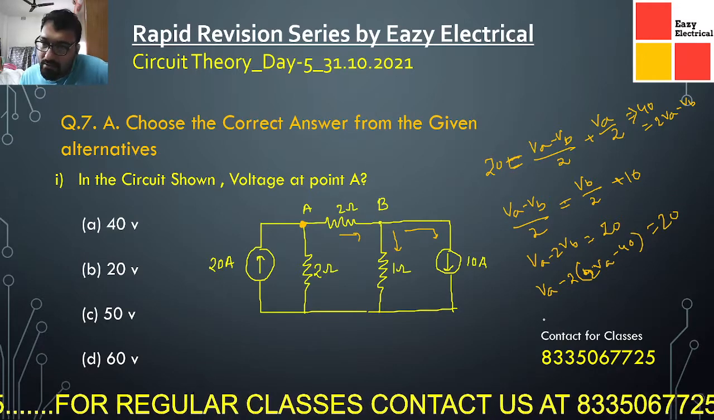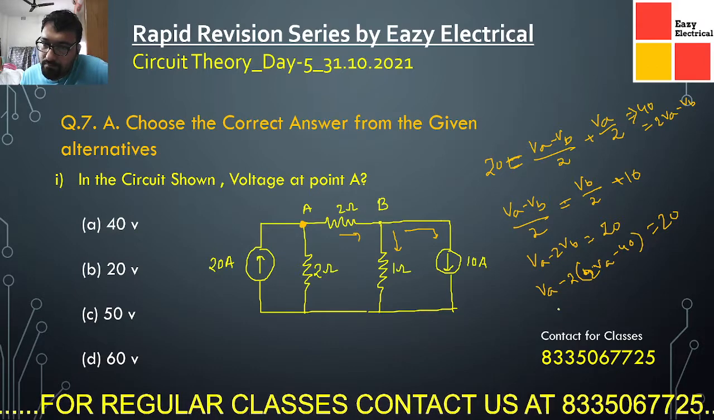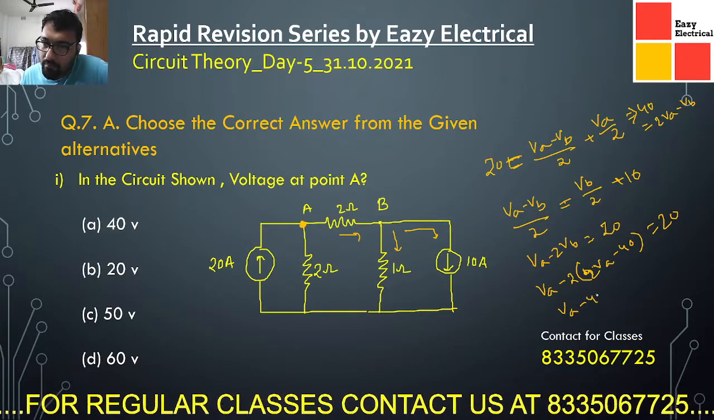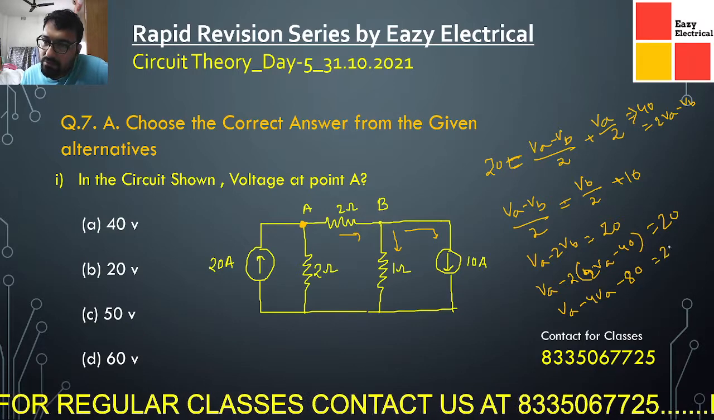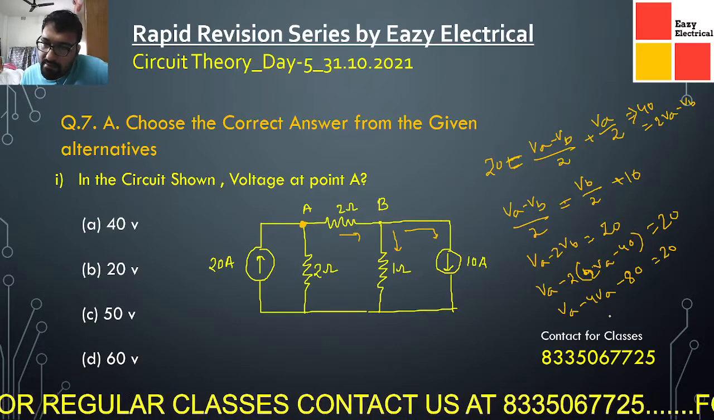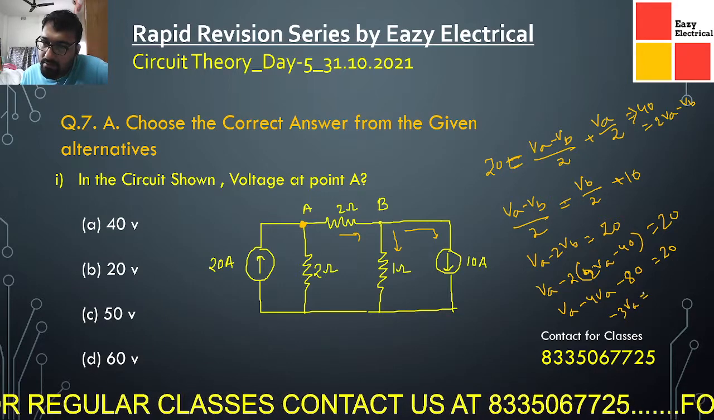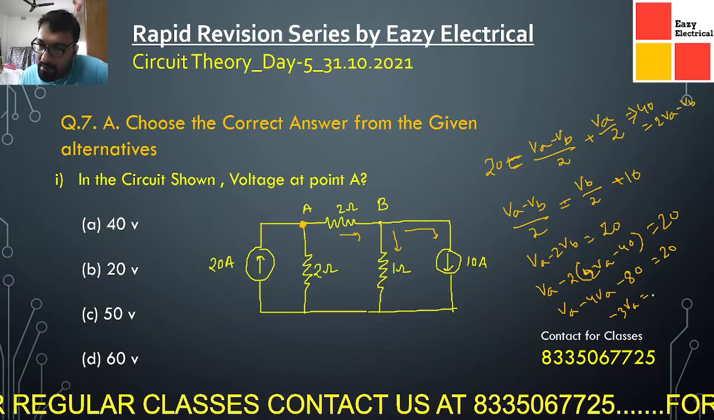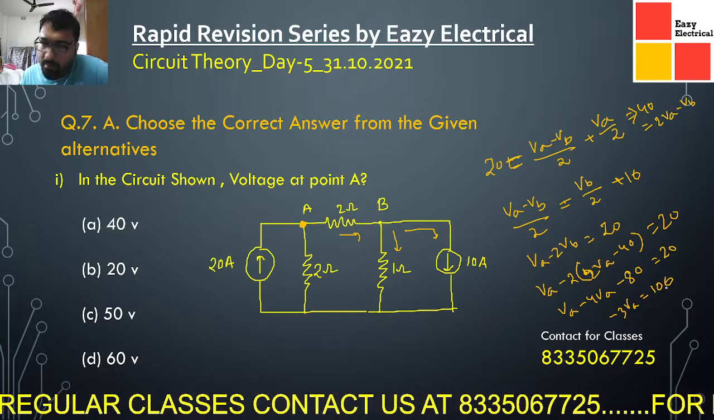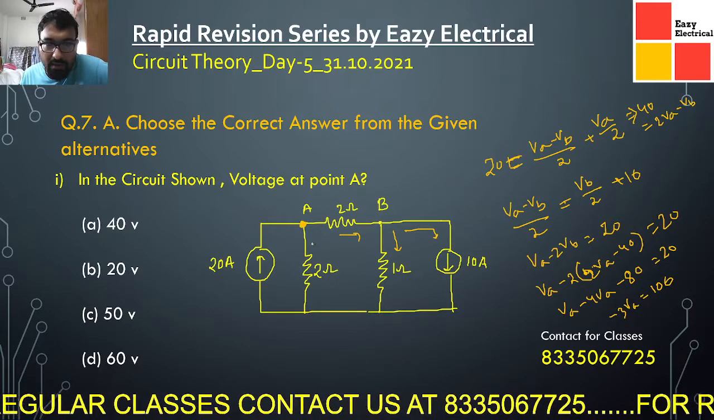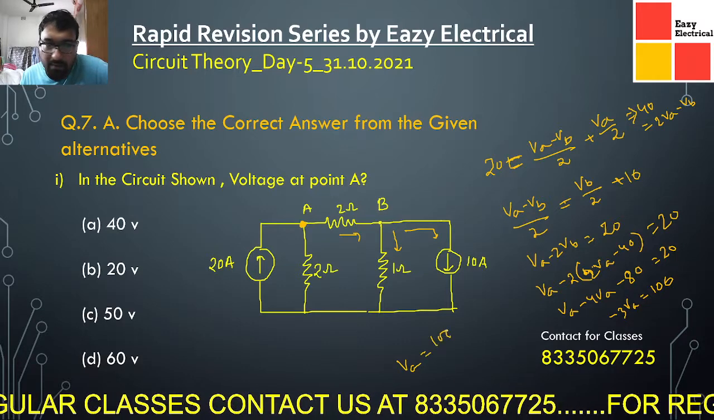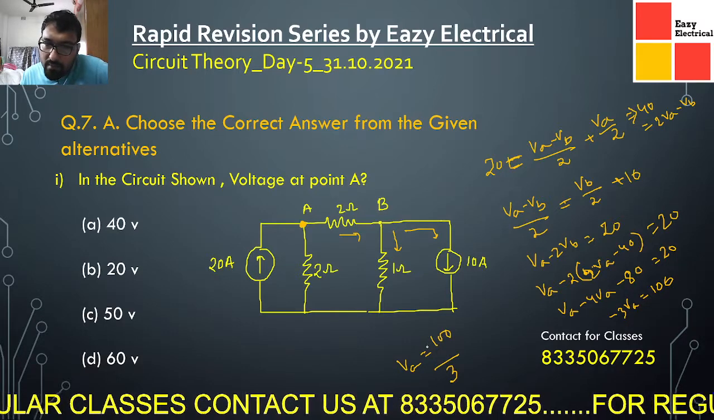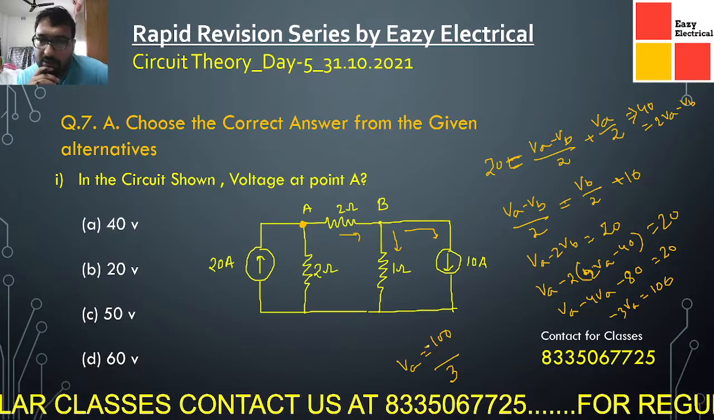So if you calculate these two, that is VA minus 4 VA minus 80 equals 20. So minus 3 VA equals, if we take in this direction, 100, right? So we need to get the value of VA. So VA would be minus 100 divided by 3 is the value that is coming out.